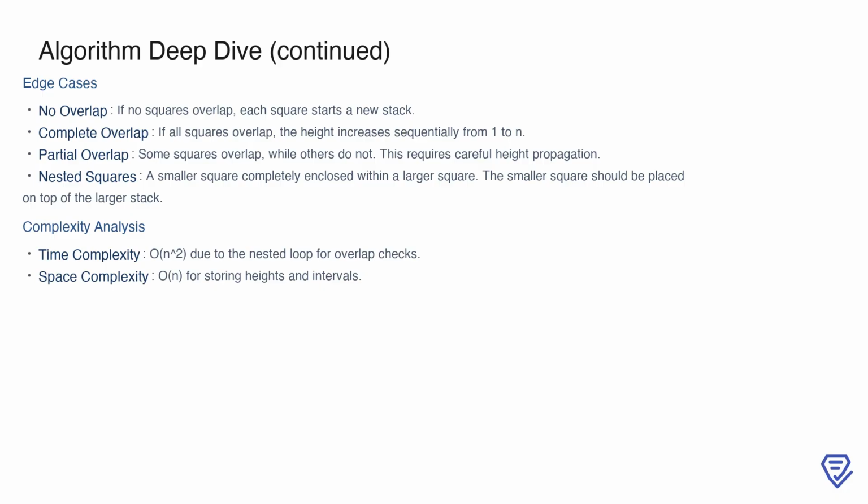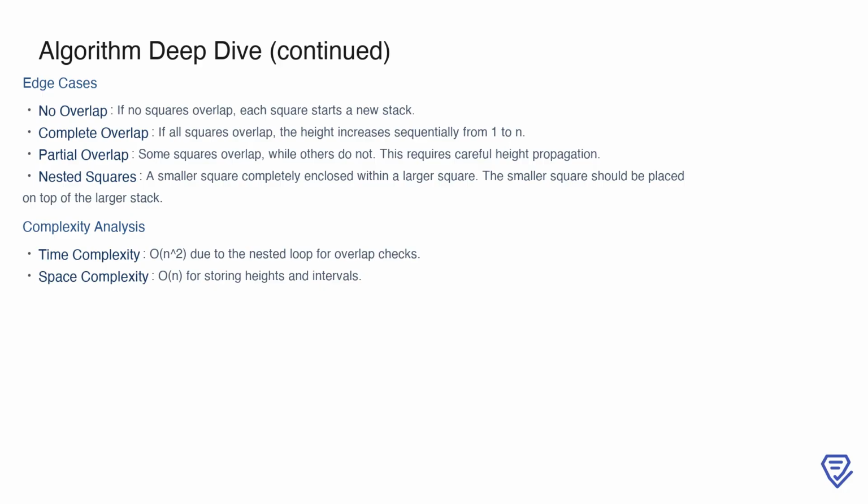When solving this problem, it's important to account for several edge cases. If no squares overlap, each square simply starts a new stack, and the heights remain at 1 for all squares. In the case of complete overlap, where all squares share some common region, the height increases sequentially from 1 to the total number of squares, as each new square is placed directly on top of the previous stack. A more complex scenario arises with partial overlap, where some squares overlap while others do not. This requires careful propagation of heights to ensure the correct stacking. Another subtle case involves nested squares, where one square is entirely enclosed within the boundaries of another.